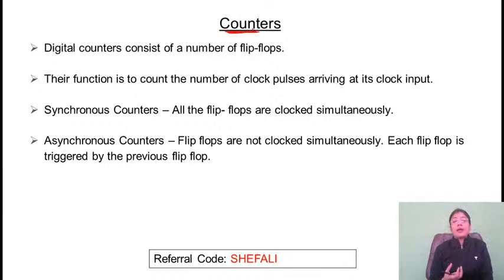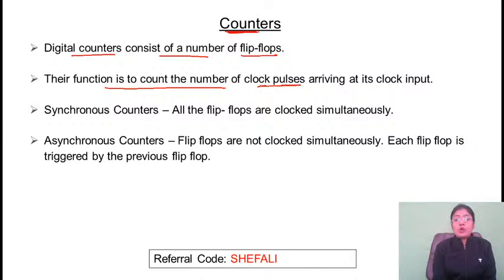It contains the number of flip-flops. So basically the basic unit of a counter is flip-flop. We have covered the concept of flip-flops in detail. I hope that there is no doubt in the concept of flip-flops. Right? So the first and the basic point is digital counters consist of a number of flip-flops. Their function is to count the number of clock pulses arriving at its clock input.